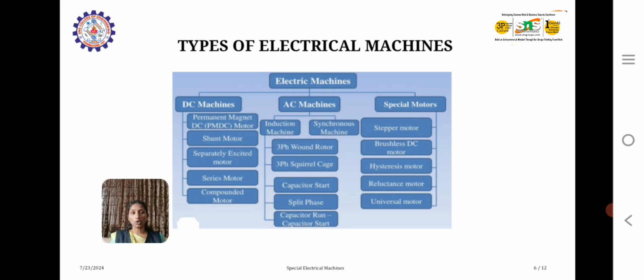Coming to special motors, what we are going to learn in this subject is about stepper motor, brushless DC motor, hysteresis motors, reluctance motors and universal motors. Hysteresis motor and universal motor come under other types of motors, whereas we have a special unit for stepper motor, brushless DC and reluctance. We will be discussing it in detail. So this is about the types of electrical machines.